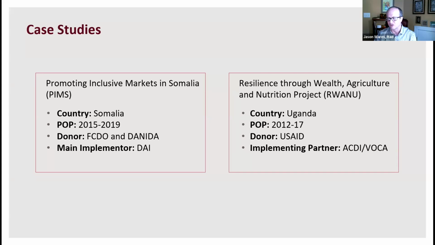The second project, Resilience Through Wealth in Agriculture and Nutrition project in Uganda, seems like an unlikely candidate to inform IRiS because it's not in Somalia and it was a bit dated, having run from 2012 to 2017. However, it was implemented in an area that had the highest levels of vulnerability in Uganda and included years of insecurity. It was also in an area that was subject to recurrent drought, like areas of Somalia that IRiS is working in. Also like IRiS, it sought to develop crop and livestock market resilience in a context characterized by violent conflict, health epidemics, and unpredictable weather events.